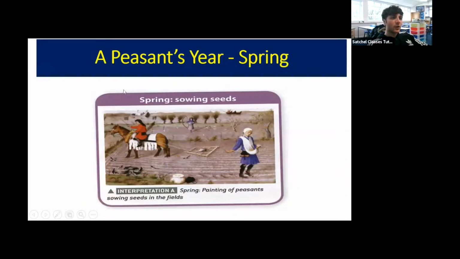So let's have a look at what each season would have meant for the patterns of work for the peasants. Here we've got spring. Now, during spring, the whole cycle of farming would begin, and they would begin by sowing the seeds. So putting down in the soil the seeds for the crops that they later hope to harvest. And there's an illustration there for you.